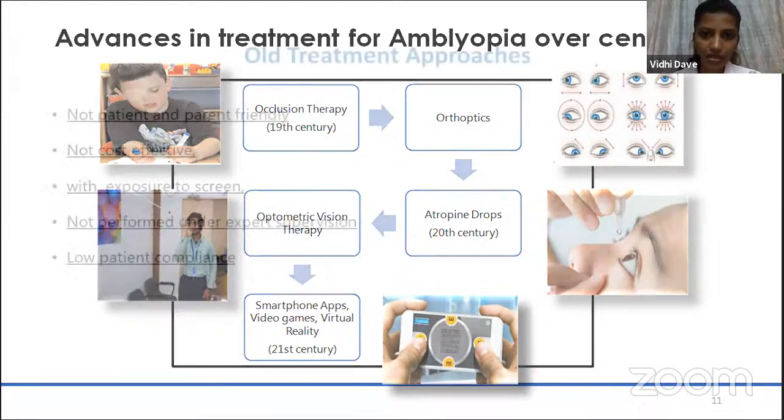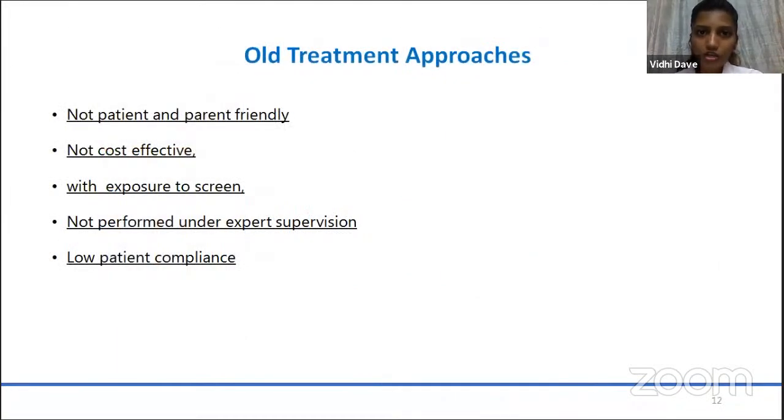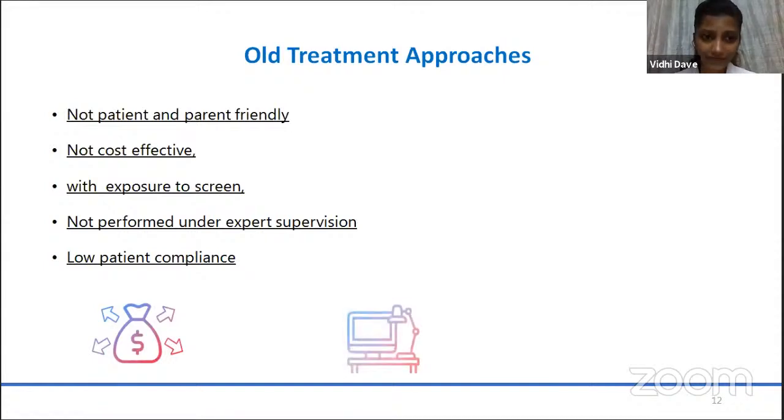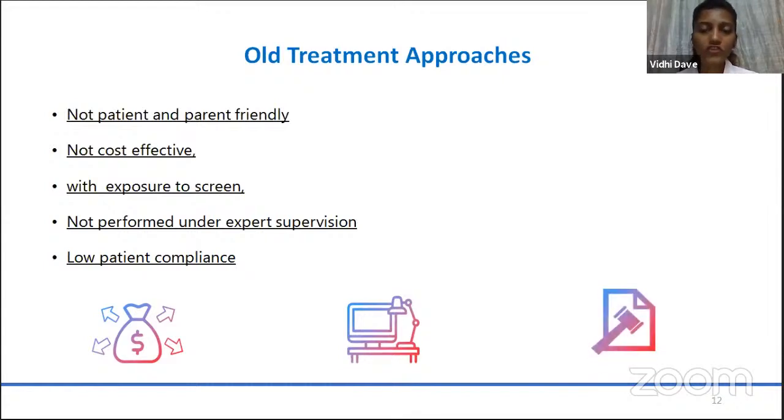Moving ahead to the second component. When we talk about the old treatment approaches, we also need to remember that these approaches may not be patient and parent friendly. There's a lot of cost involved in such treatments. It also gives a lot of screen exposure, and it is not always performed under the supervision of an expert. There are usually technicians hired in these centers, where the treatment is overlooked by the technicians and not by professional doctors or experts at all times. Because of all these reasons, we usually see low compliance, which means that the patients do not really continue the treatment for long.